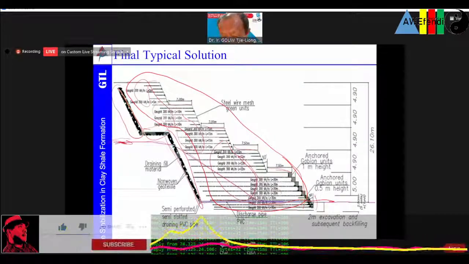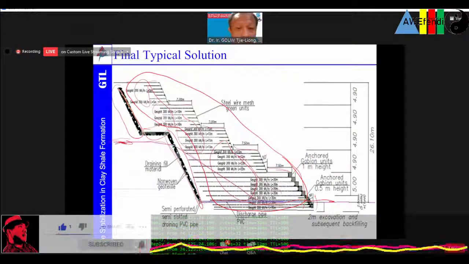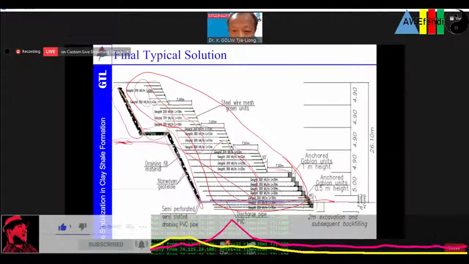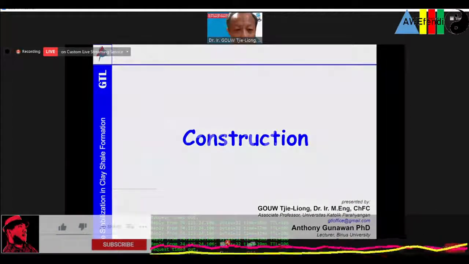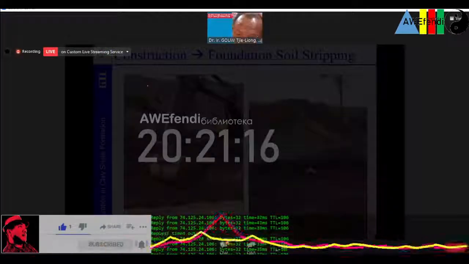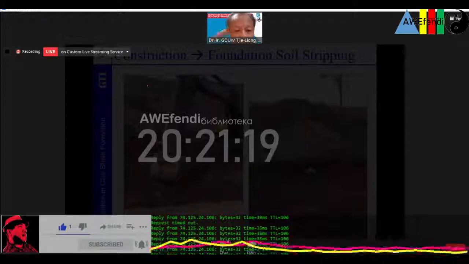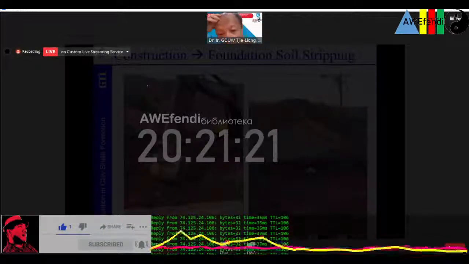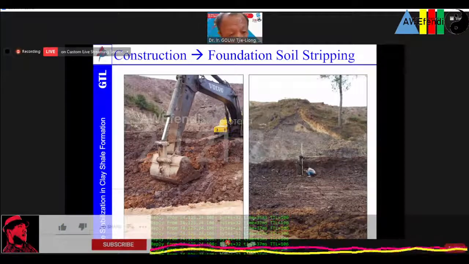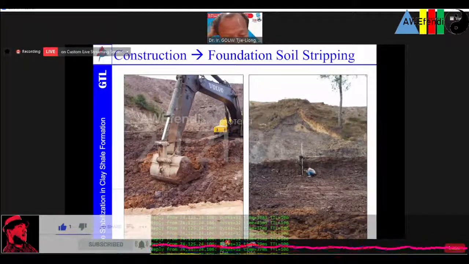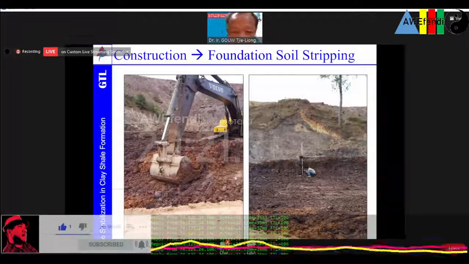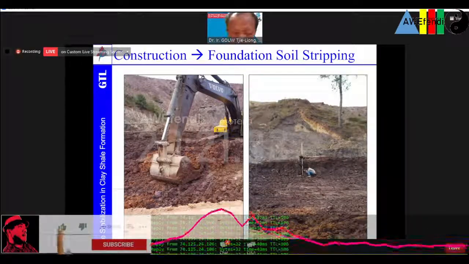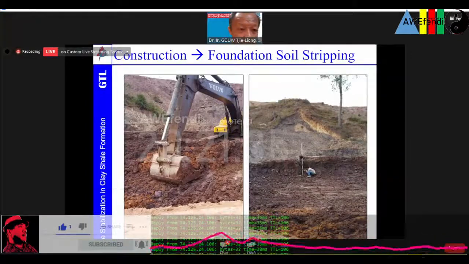Remember that we can only use the clay material, cohesive material, to compact. We don't have granular material. So these are the construction steps. We excavate and take out the soft soil, the weathered clay shale, up to the firm one. After we got more or less fresh clay shale, we stop.